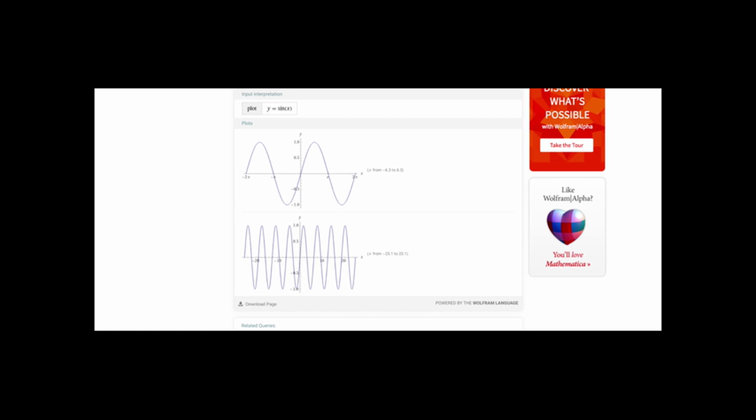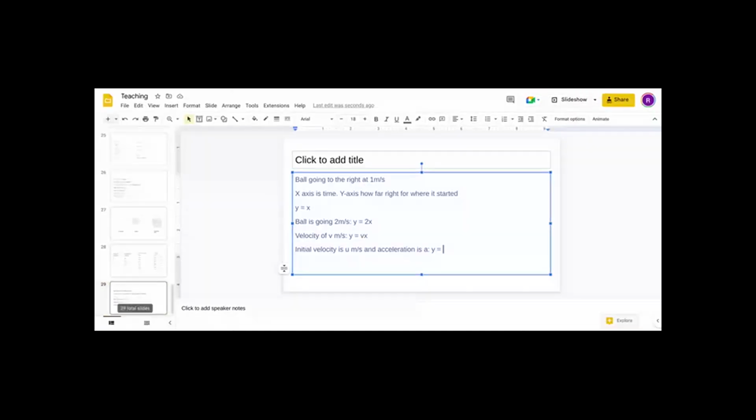It is not visible. Oh, it's not visible. Okay. Oh, sorry. Okay. Here. Can you see this now? I was typing all this time here. Yes, sir. Okay. So here I just wrote that a ball is going to the right at 1 meter per second. X-axis is time. Y-axis is how far to the right it is. So if it's 1 meter per second, you get y equal to x. 2 meters per second, you get y equal to 2 times x. v meters per second, you get y equal to v times x.